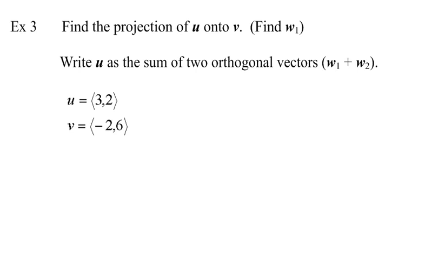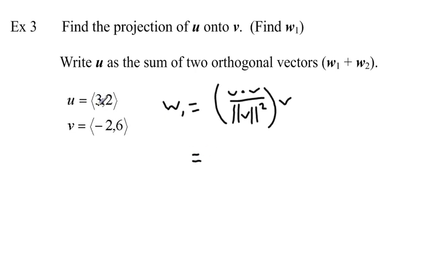So we want to find this projection of u onto v, which on the previous page I called w1. Okay, so let me write that out again. So to find w1, or this projection, it equals u dot v all over the magnitude of v squared times vector v. So what's in parentheses will give us a number. Let's find what that number is.